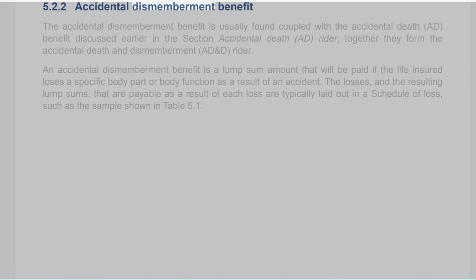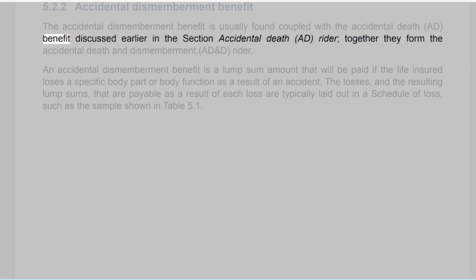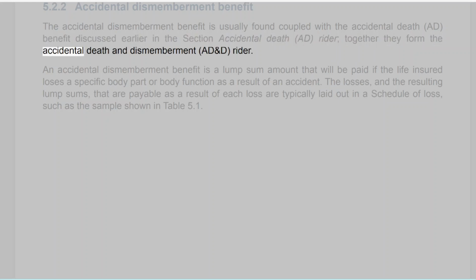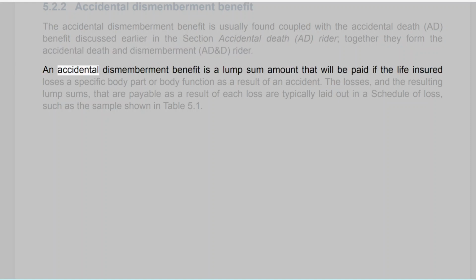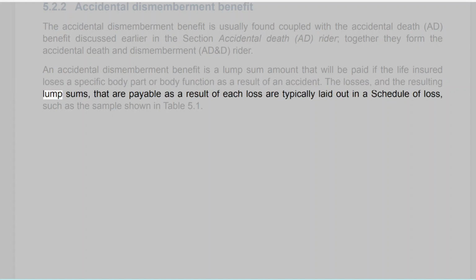5.2.2 Accidental Dismemberment Benefit. The accidental dismemberment benefit is usually found coupled with the accidental death (AD) benefit discussed earlier in the section Accidental Death (AD) rider. Together they form the Accidental Death and Dismemberment (AD&D) rider. An accidental dismemberment benefit is a lump sum amount that will be paid if the life insured loses a specific body part or body function as a result of an accident. The losses, and the resulting lump sums that are payable as a result of each loss, are typically laid out in a schedule of loss, such as the sample shown in Table 5.1.